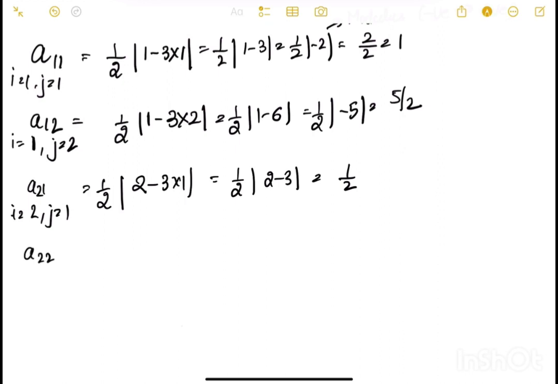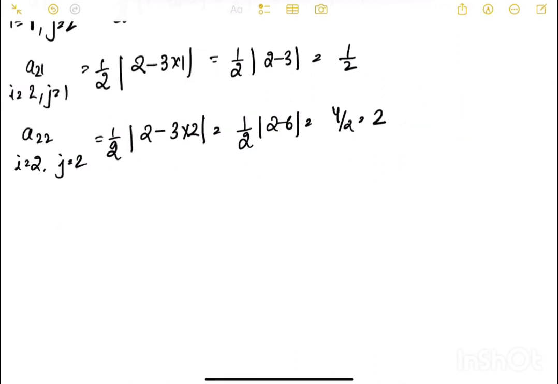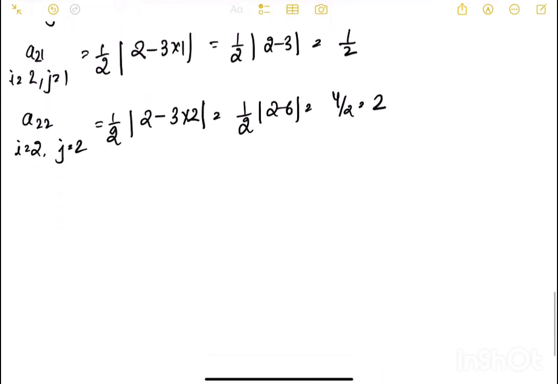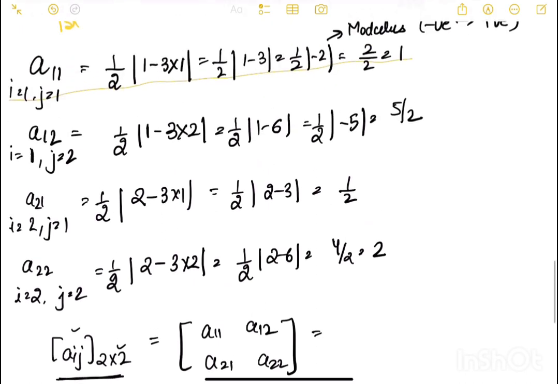Now what is my next element? A22. My i is equal to 2 and j is equal to 2 as well. So what is it? i minus 3 times j, 2 minus 6, which... So now that we have calculated each element in this matrix, we will simply write our general form. This is how we generally represent the matrix with the order written in the subscript. Now the elements were A11, A12, A21, A22. Now we will simply plug in the values which we have calculated above.